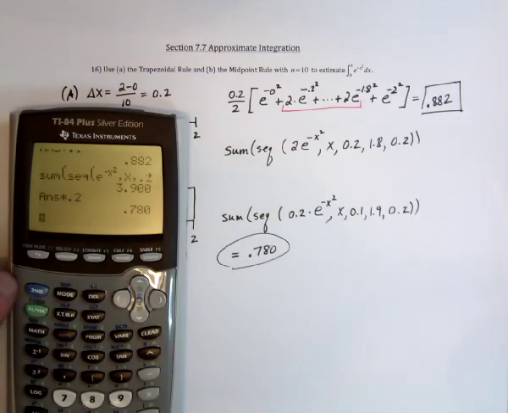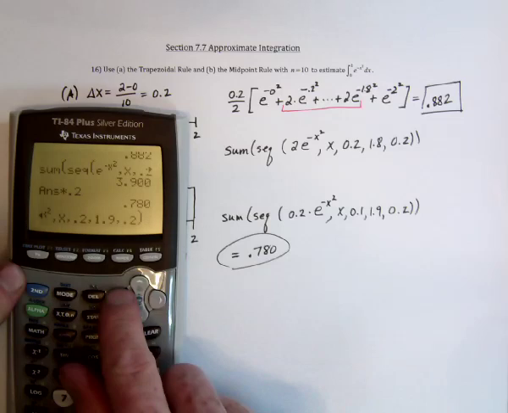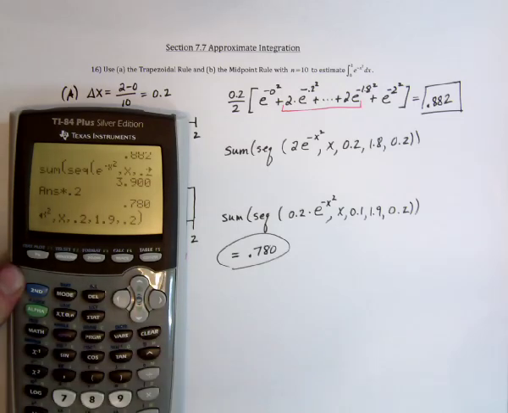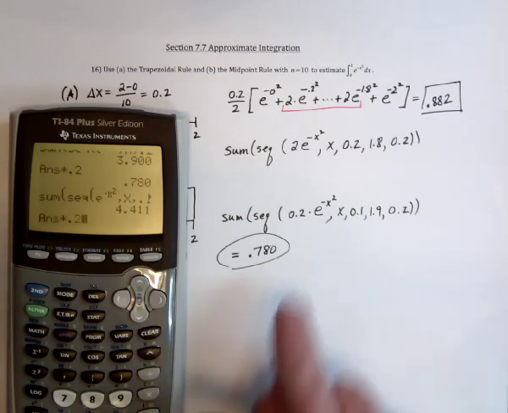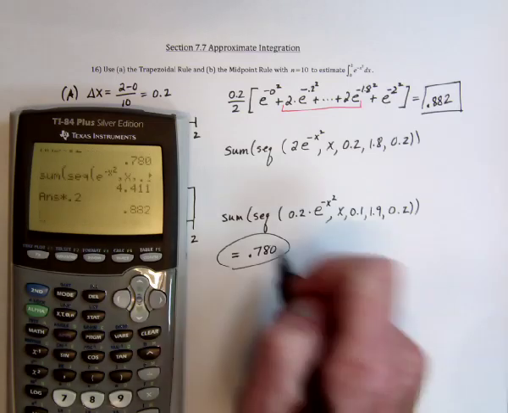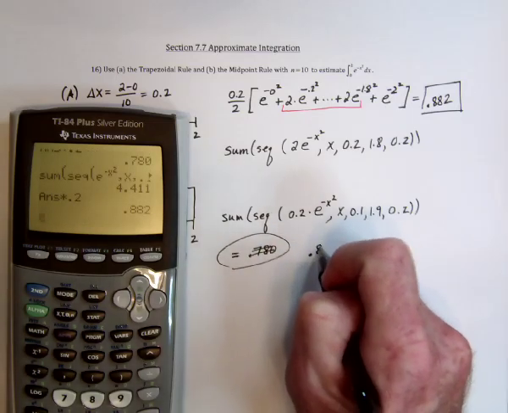Let me just double check that. Sum sequence. Aha! Glad I double checked that. It goes from 0.1 to 1.9. Okay, now multiply by the 0.2 that I had forgotten to type in. There it is, 0.882.